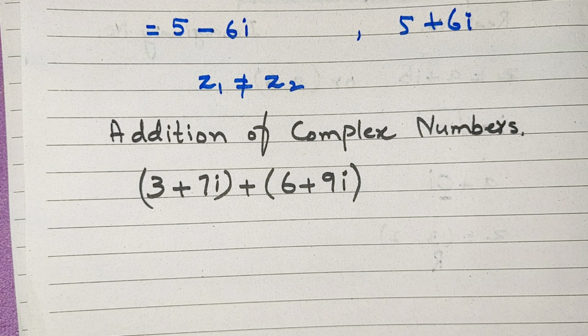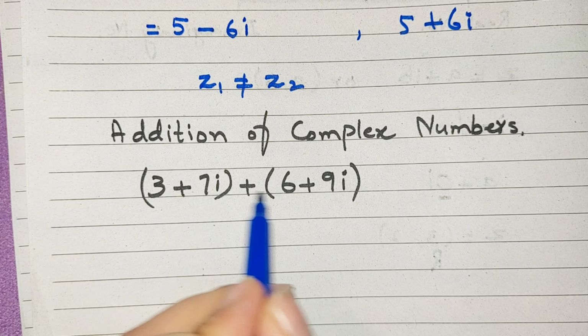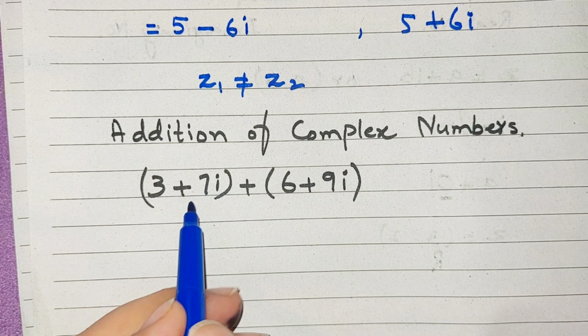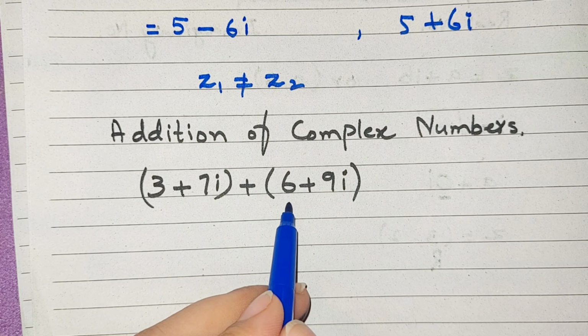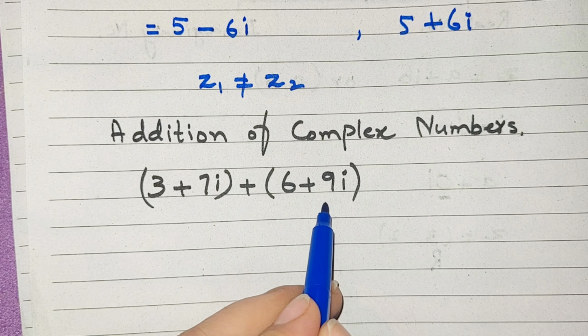Now we learn how to add complex numbers. For example, we have the question 3 plus 7 iota plus 6 plus 9 iota. How will we add complex numbers? The real part will be added with the real part, and the imaginary part will be added with the imaginary part.